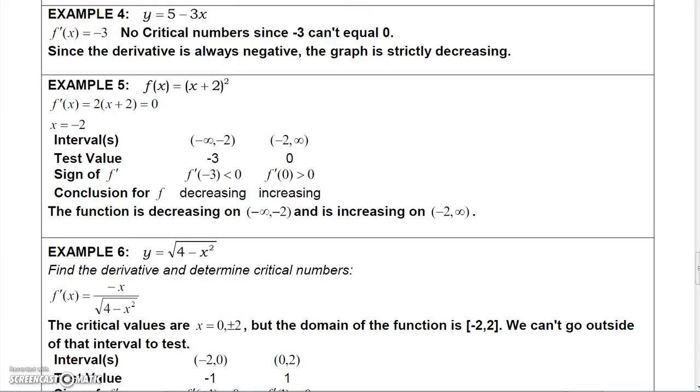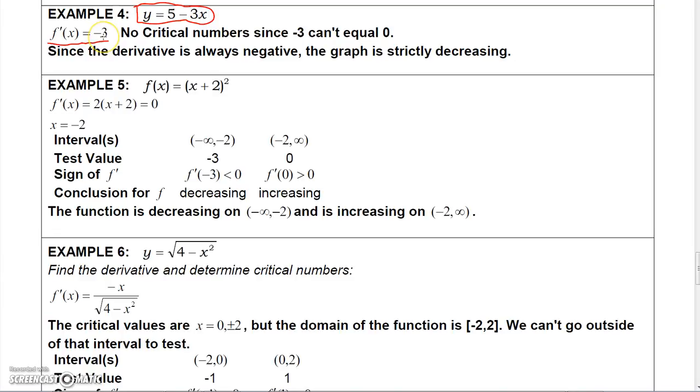Alright, let's see if we can wrap up this section with this third video on increasing, decreasing. You probably already can tell this is not going to be very exciting because it's a linear function. But if you take the derivative, you'll see that the derivative is -3.